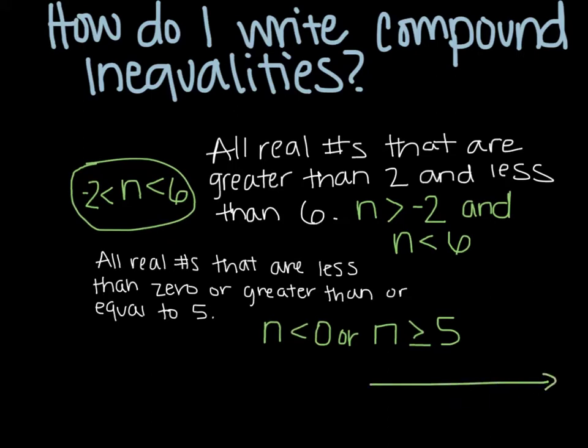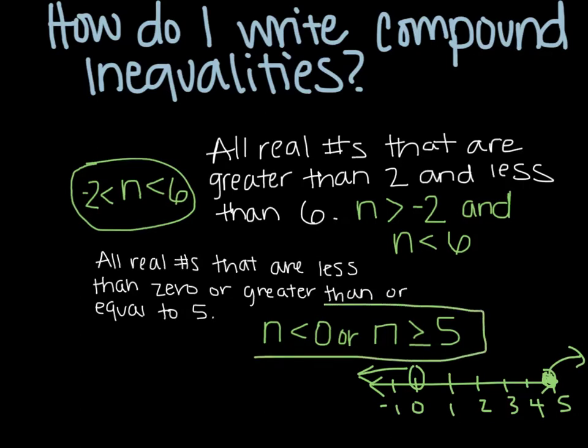If I were to graph this, okay, 0, 1, 2, 3, 4, 5. N is less than 0, so it's going to be here and over. N is greater than or equal to 5, so it's going to be that way. These two will never ever cross, and so this is exactly how you are going to write it.